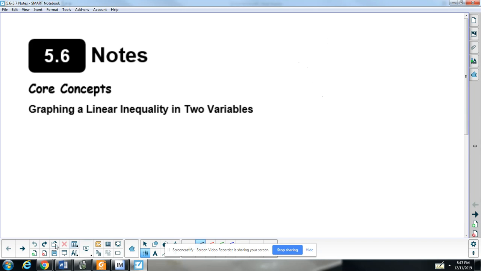All right. So in order to graph linear inequalities, there's 4 rules that we have to remember. The first rule is all about the line and what the line looks like. The second rule is all about the shading and what will happen according to our inequality symbol that we have.